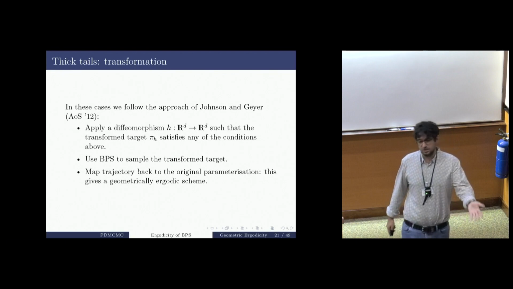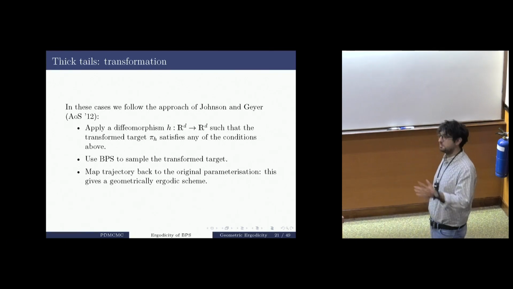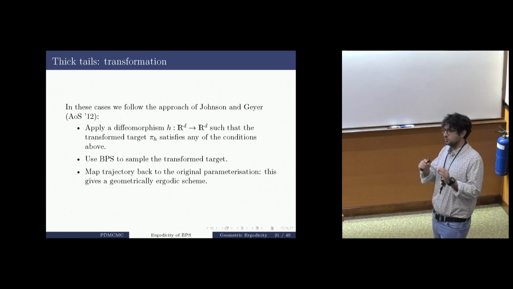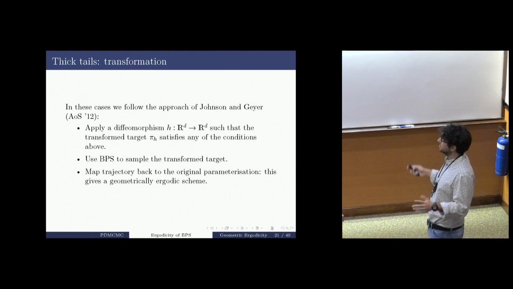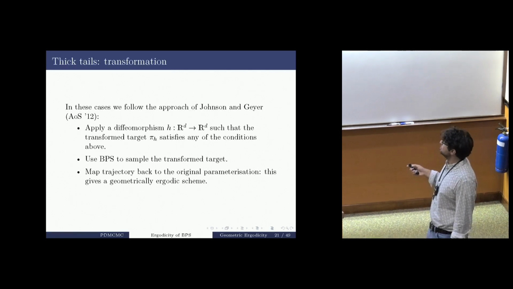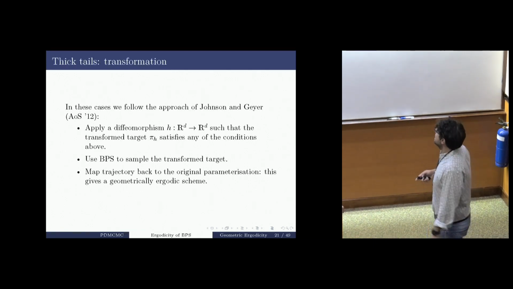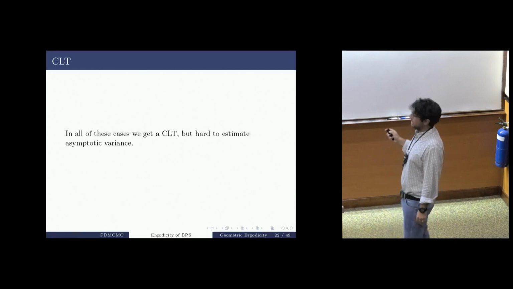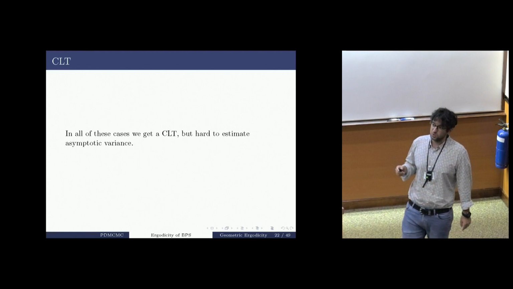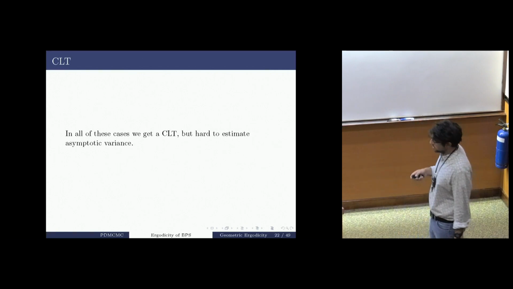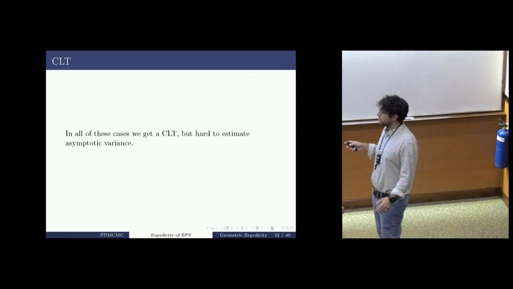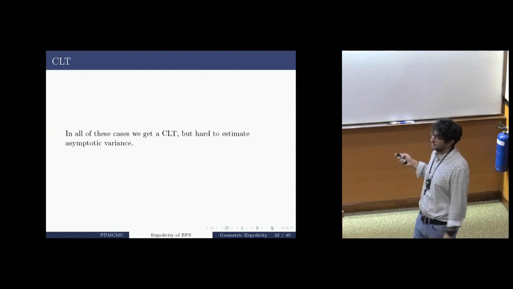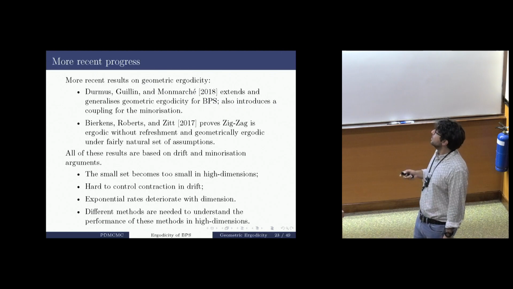And then what you can do is you can transform the process back. It will be a PDMP. It will no longer be a PS process once you observe it back in the natural parameterization, but you can simulate it, and that thing is geometrically ergodic. Okay? So in all of these cases, you get a CLT, but it's very hard to estimate the asymptotic variance. The Meyn and Tweedie approach actually gives you some kind of bound, well, it doesn't look nice. It's hard to get any kind of feeling on what's happening.